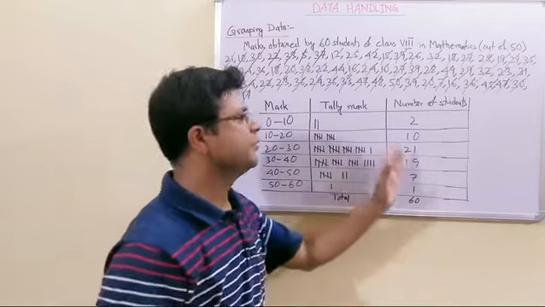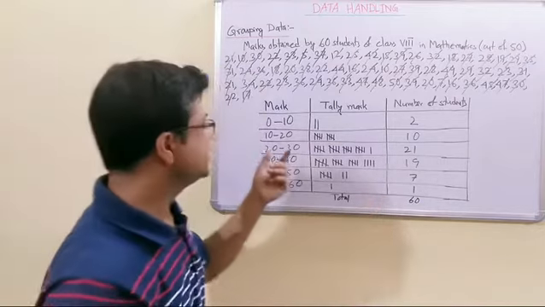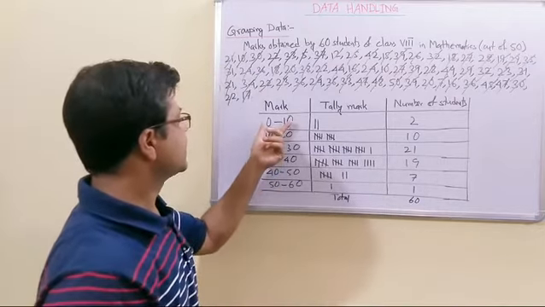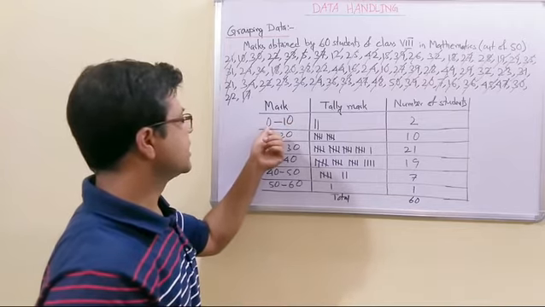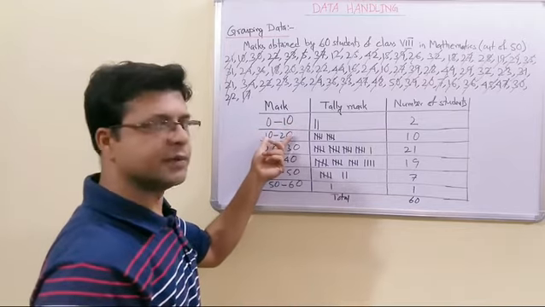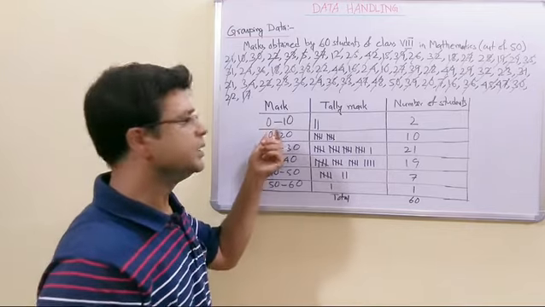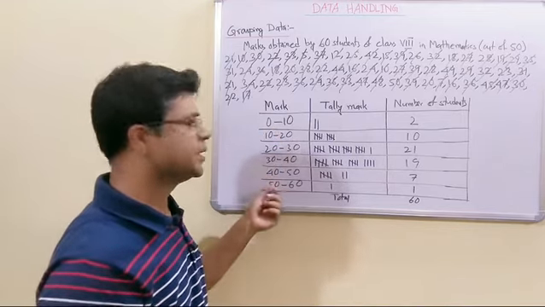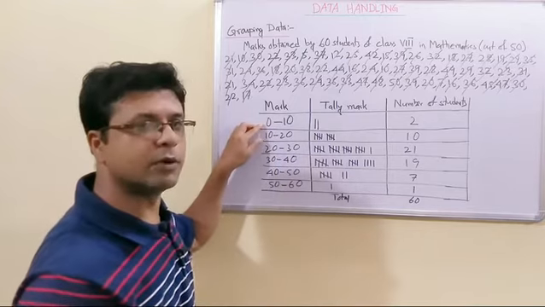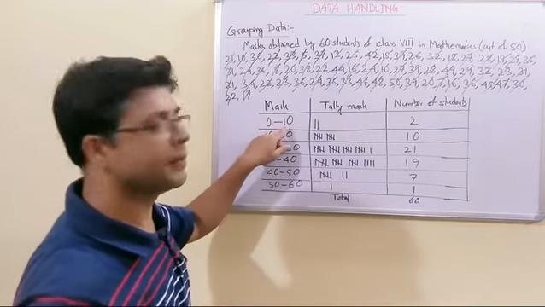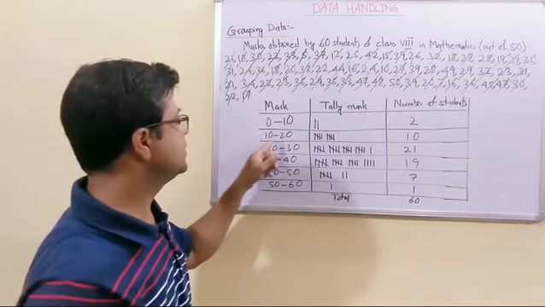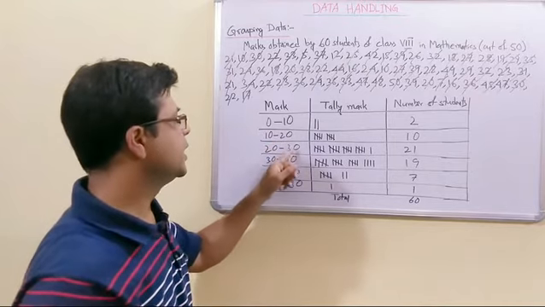Alright, this is another frequency distribution table. Here students, these are called class intervals. Here the class interval is 0 to 10. Here the class interval is 10 to 20. Here the class interval is 20 to 30. Here students, consider any class interval. Suppose this is called the lower class limit and this is the upper class limit. This is lower class limit, upper class limit, lower class limit, upper class limit.